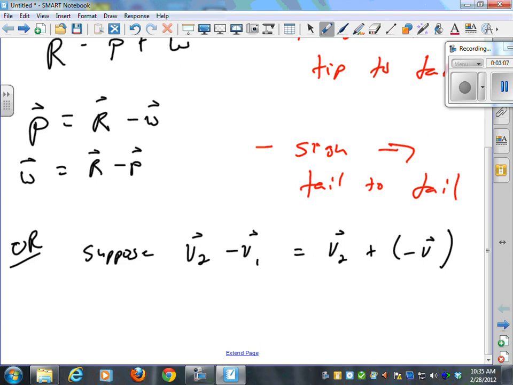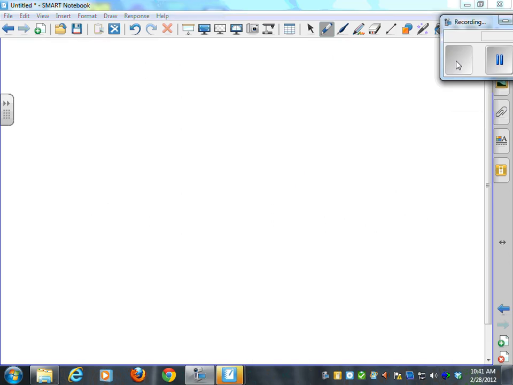But with components, things are a whole lot simpler. I'm going to go to a new page. Let's do an example here. We're going to do the first one. This is a handout with extra vector questions on it. The hardest part is determining if it is a subtraction. It's easy for this one because I've labeled them subtraction. So let's look at the first one.